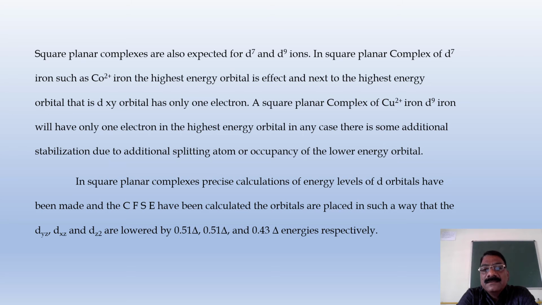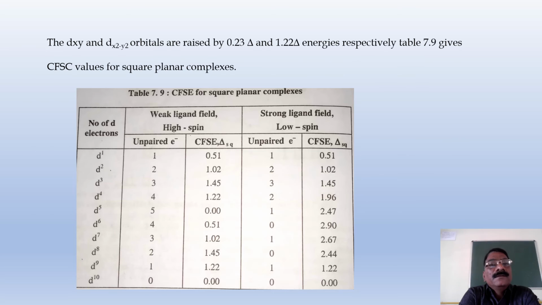The orbitals are placed in such a way that dyz, dxz, and dz2 are lowered by 0.51 delta, 0.51 delta and 0.43 delta energies respectively. The dxy and dx2-y2 orbitals are raised by 0.23 delta and 1.22 delta energies respectively. In the following table, see the CFSE values for square planar complexes.